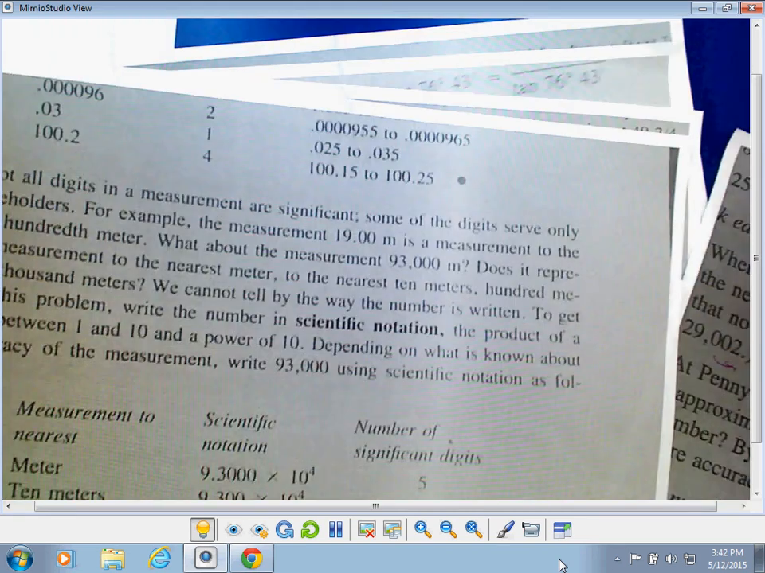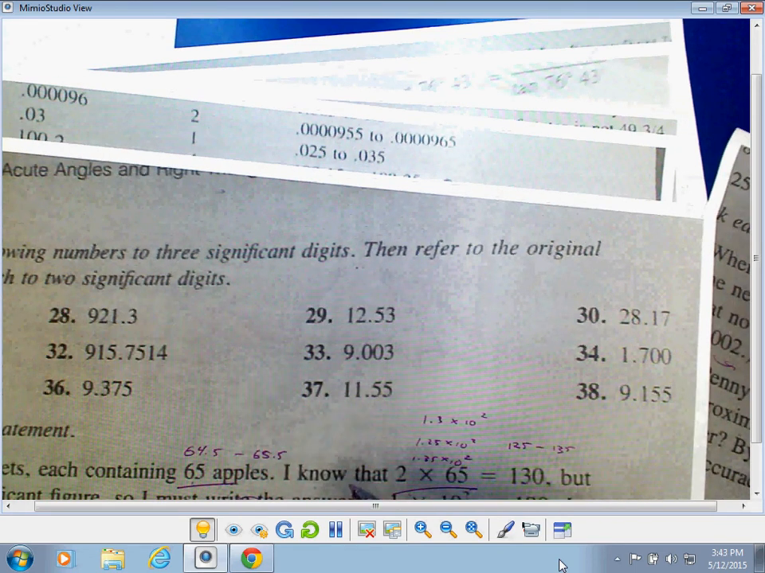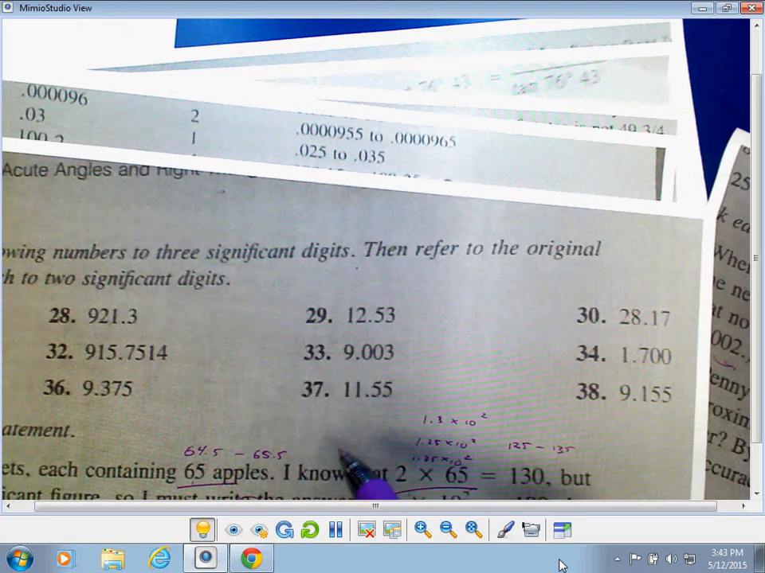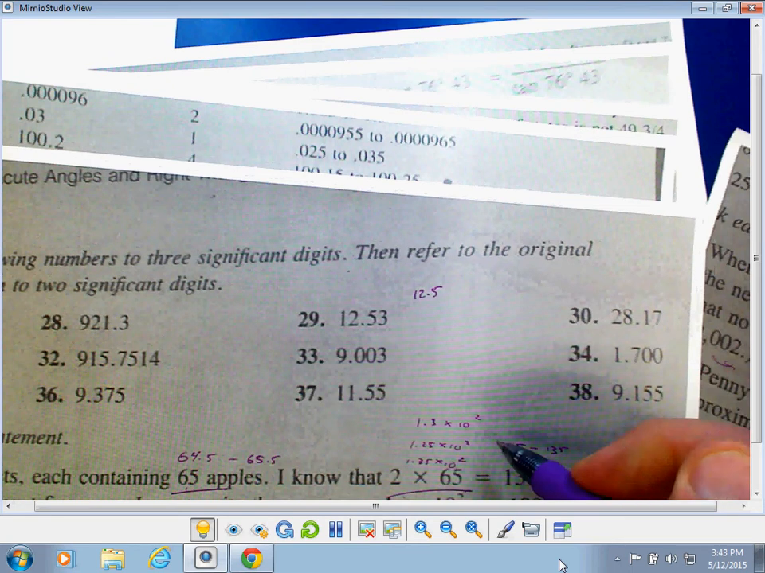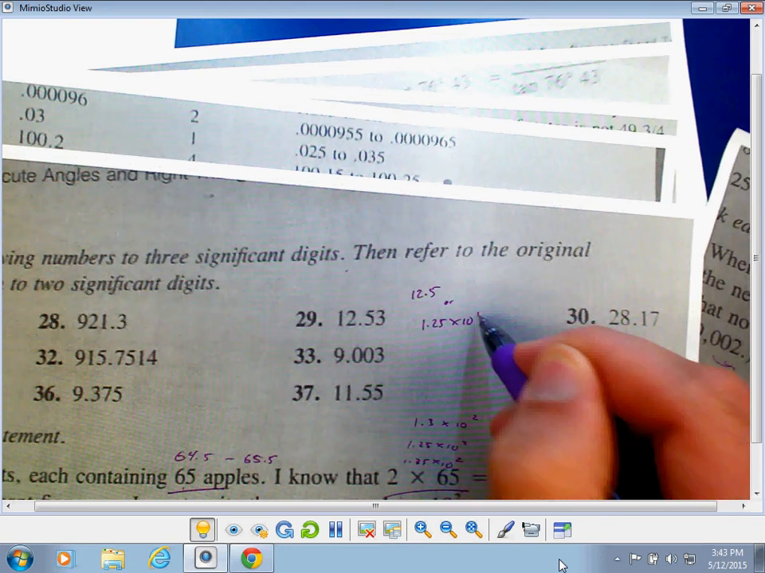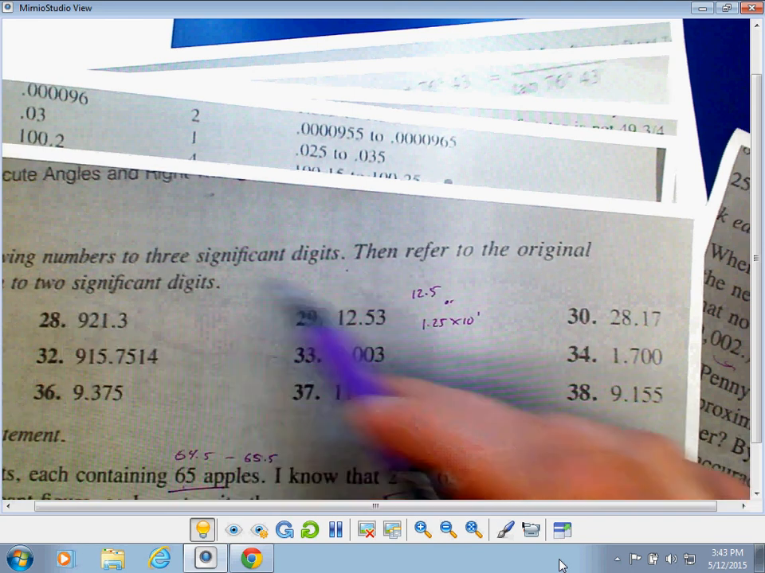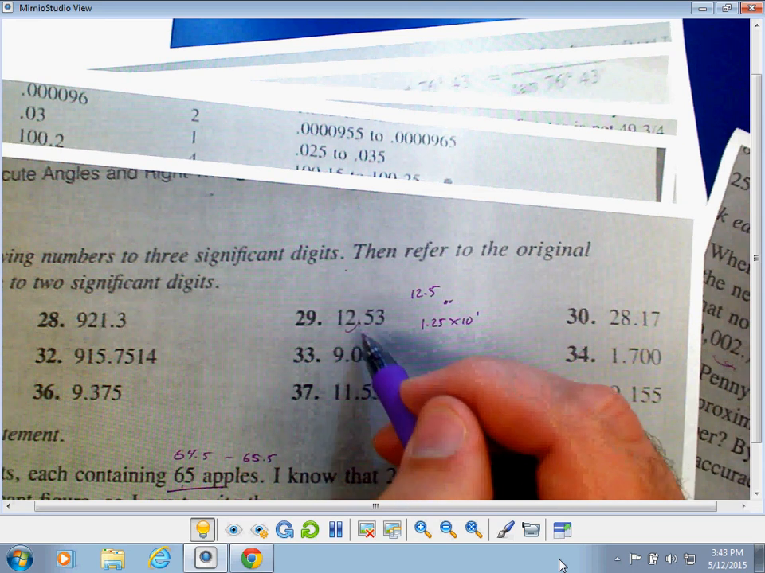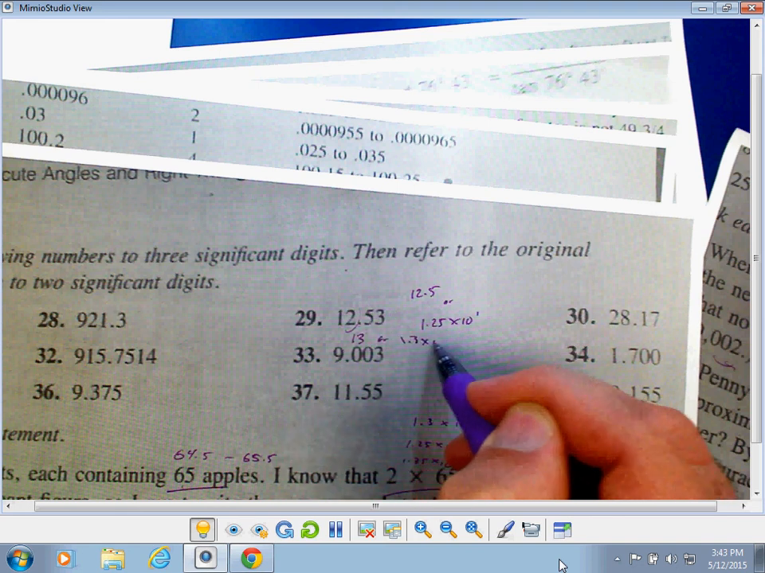Okay. Oh wait, on that page, these say to change these to 3 significant digits. Well, the only way you can do that is to write it in scientific notation or just write the number without the last significant digit. Like in this case, 3 significant digits would be 12.5. Or, if you wanted to, write it as 1.25 times 10 to the first. If you had to then do it to 2 significant digits, you would round it to the nearest 2 digits. This is the first 2 digits, so you round it to the nearest one, and it would be 13. Or 1.3 times 10 to the first.